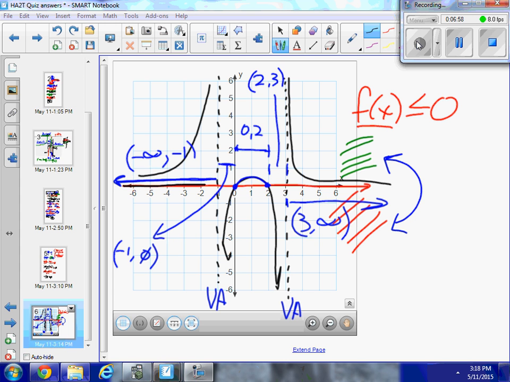So I'm looking for zeros and vertical asymptotes, and I'm breaking up my graph into intervals based on that. Here's one interval, here's another interval, here's another interval, here's another interval, and then here's the final interval. So I have 1, 2, 3, 4, 5 intervals in this particular graph.